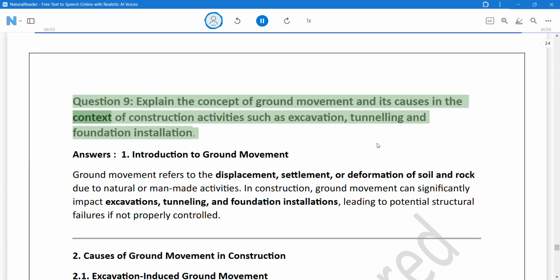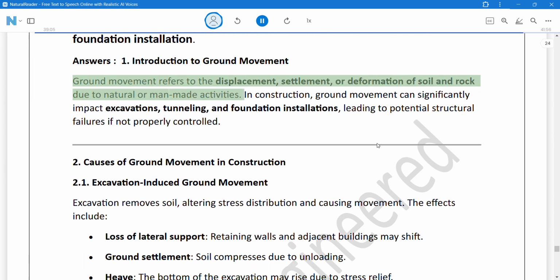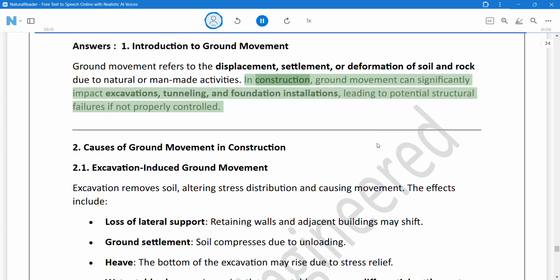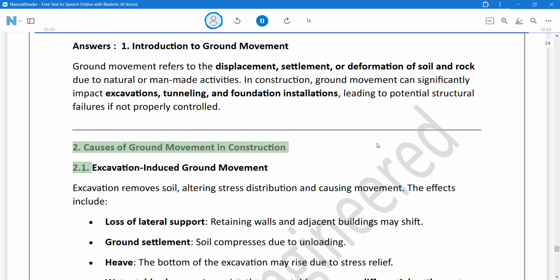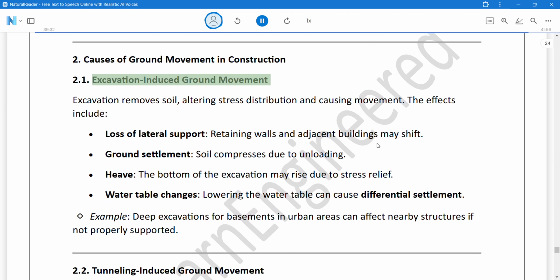Question 9. Explain the concept of ground movement and its causes in the context of construction activities such as excavation, tunneling, and foundation installation. Answer. 1. Introduction to ground movement. Ground movement refers to the displacement, settlement, or deformation of soil and rock due to natural or man-made activities. In construction, ground movement can significantly impact excavations, tunneling, and foundation installations, leading to potential structural failures if not properly controlled. 2. Causes of ground movement in construction.